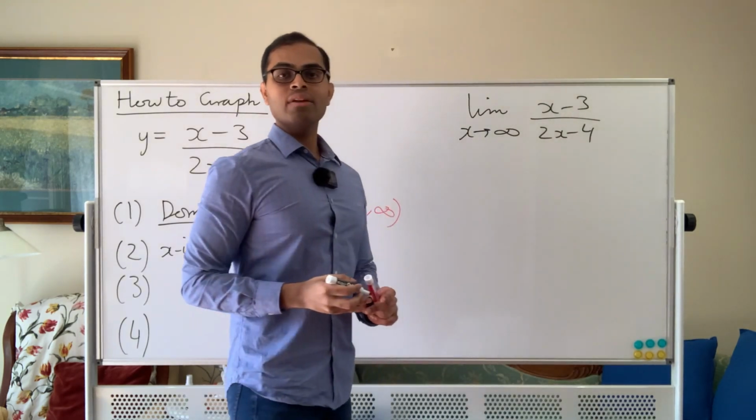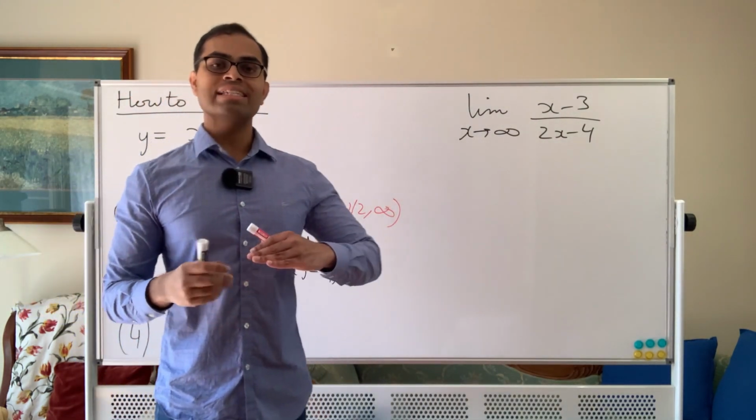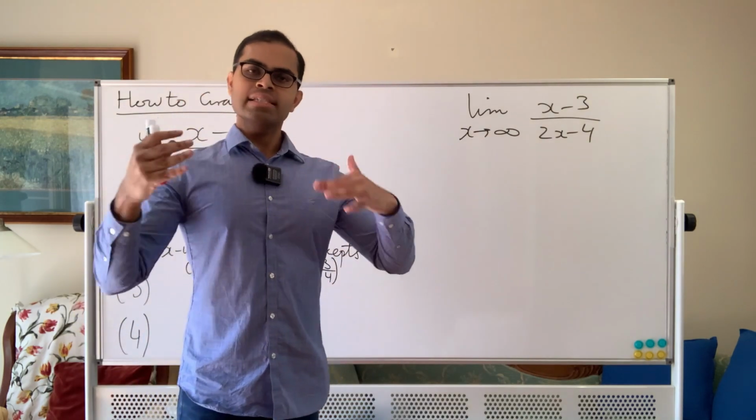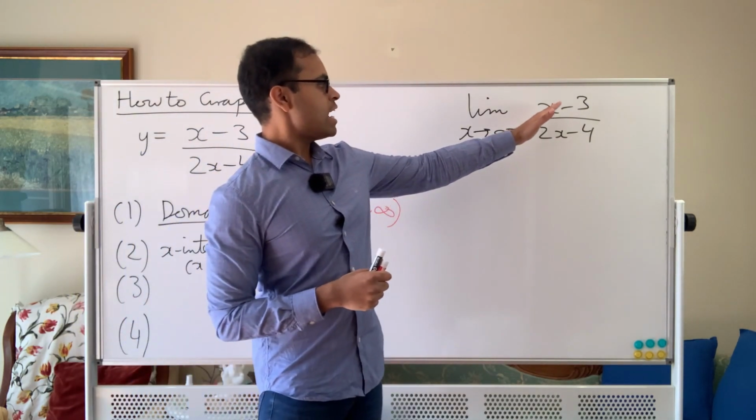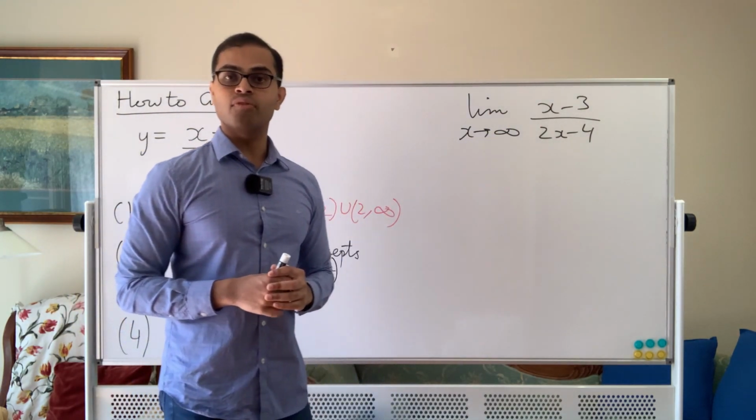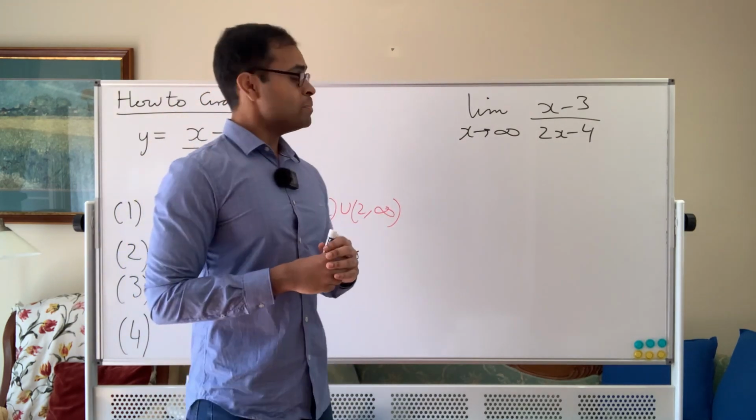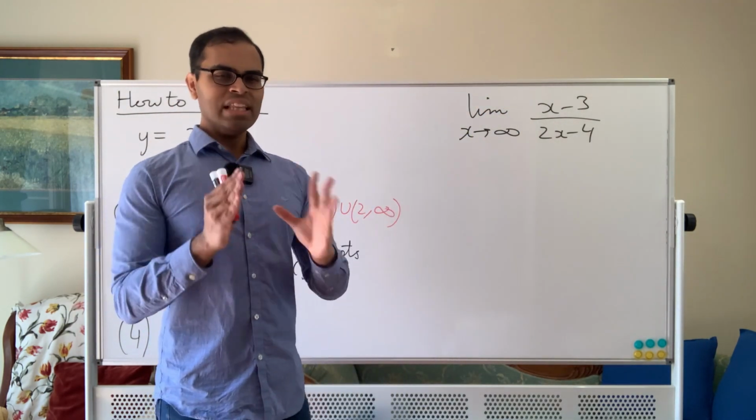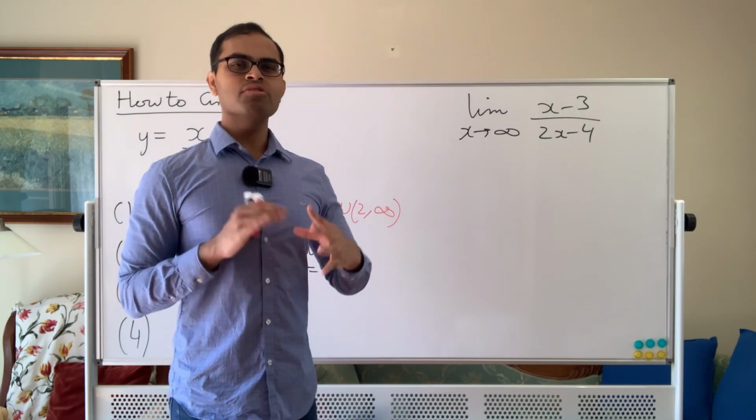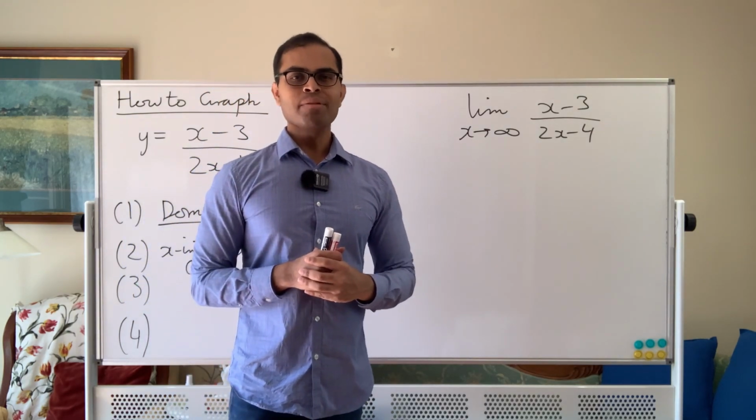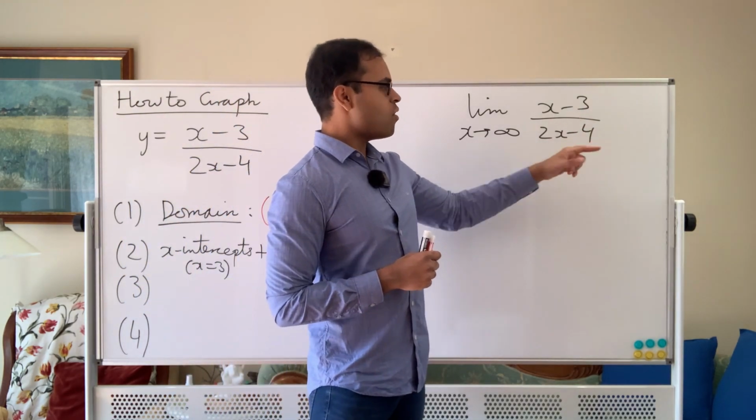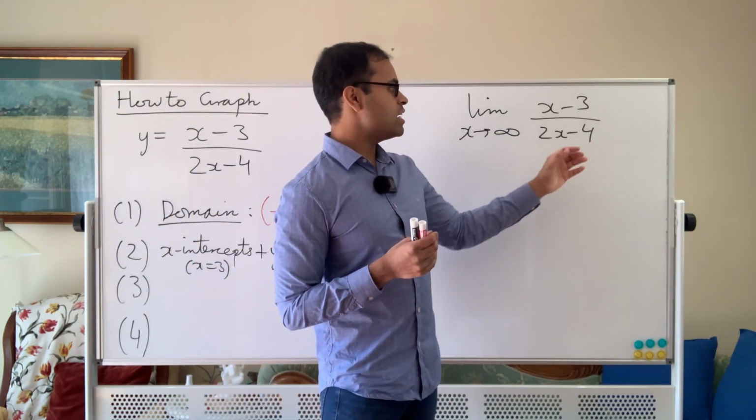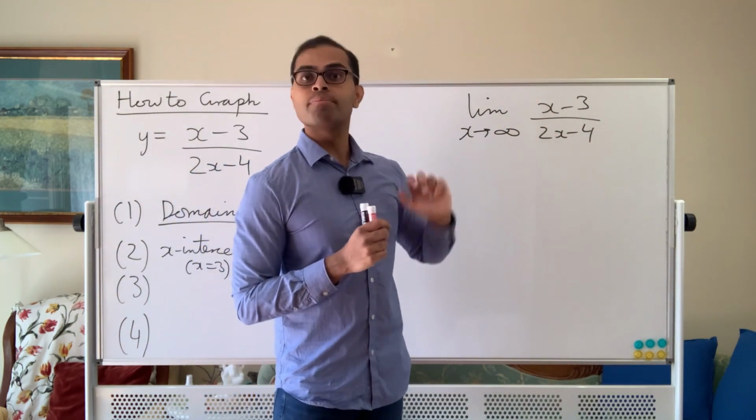What this means is: what value does the function approach as x gets larger and larger? Here's the intuitive way to look at it. If x is 10, it's 10 minus 3 over 20 minus 4. When x is a million, it becomes a million minus 3 by 2 million minus 4. Now, that is roughly a million over 2 million, right? Because the negative 3 and the negative 4 don't add anything substantial to the numerator or denominator to change the fact that the ratio is about a half.